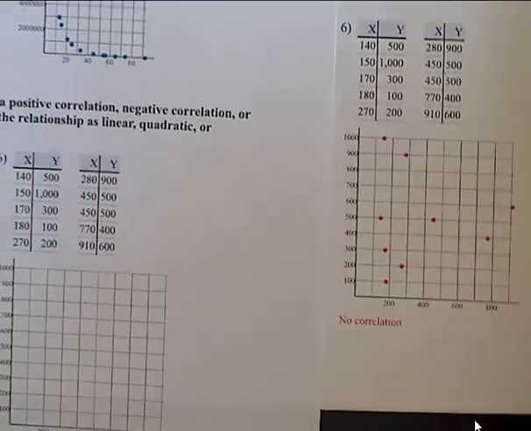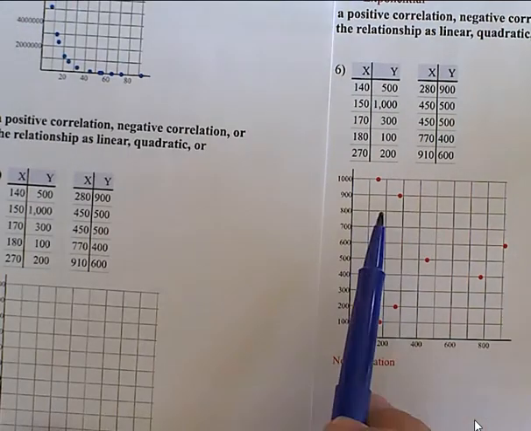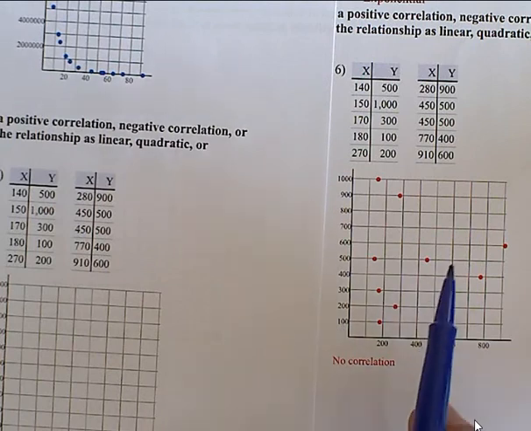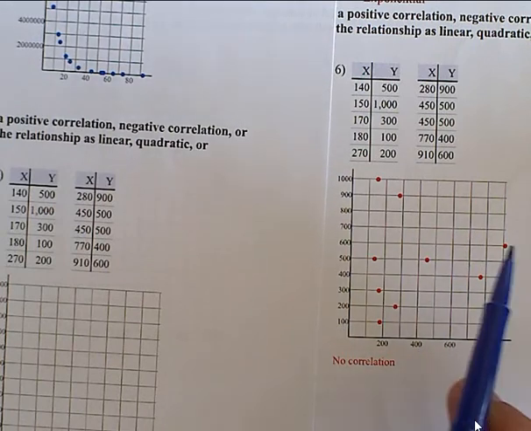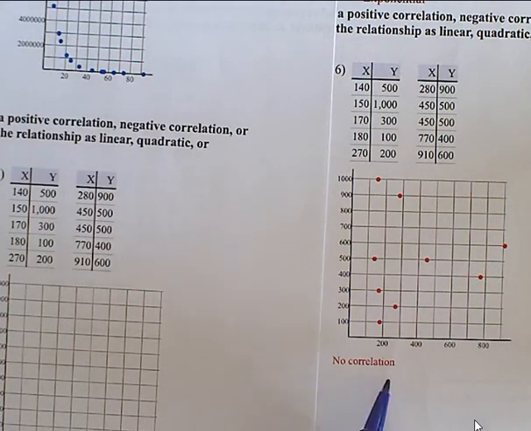Okay, so here's number 6. When you get done putting all of the dots on the graph, you get this, which to me clearly shows there is no pattern. So no pattern means no correlation. No correlation, you're done. So that should be a short, sweet, quick little way to finish up this unit, and we'll go on from there.